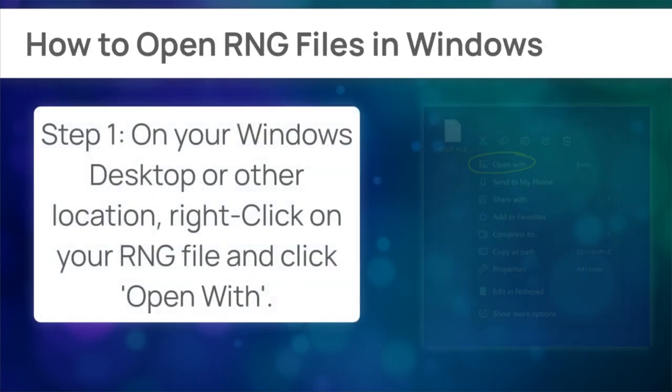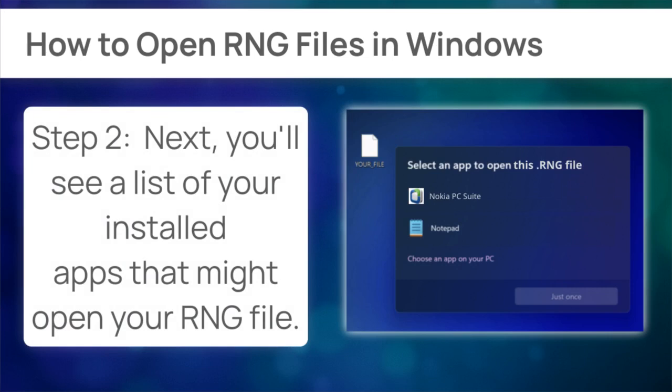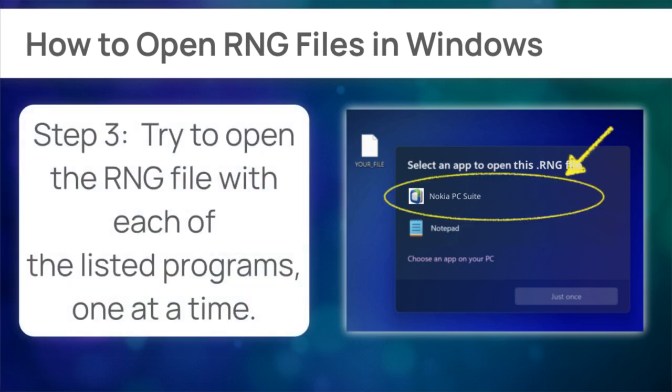Let's check the compatibility pool. Right-click the RNG file and choose Open With. If Nokia PC Suite is on your system, that is your primary test. If that fails, move to the next app. A bit of persistence pays off.